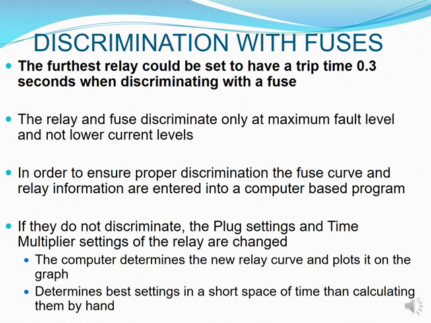If I see that there's no proper discrimination, then it means that the plug settings and the time multiplier settings of my relay would need to be changed. In this scenario, you usually find that it's best for us not to use the standard inverse relay, but rather to go for the very or the extremely inverse. And the computer will then determine for you what the new relay curve would be and plot that curve or graph for you. It determines the settings in the shortest times. This allows you not to have to go through multiples of settings trying to discriminate with the same fuse.